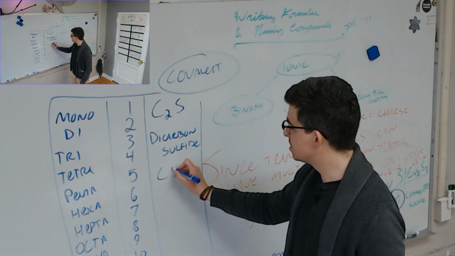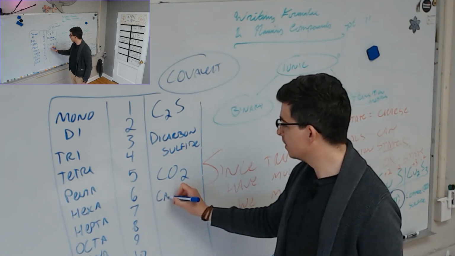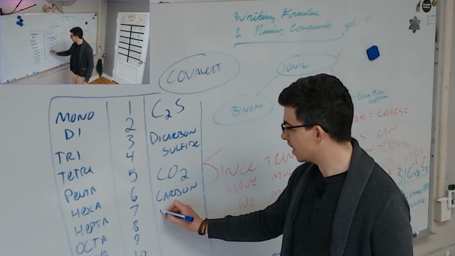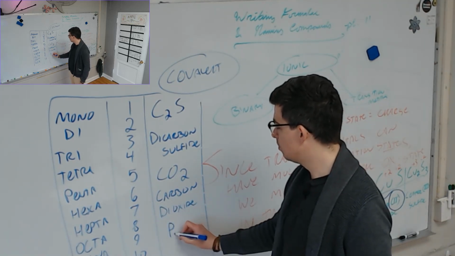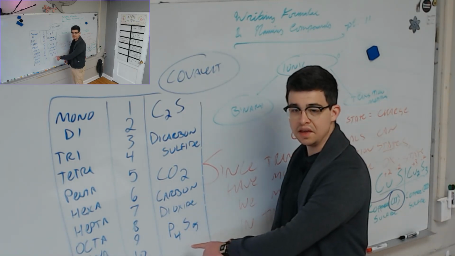Let's do this one. CO2, you already know what that is. What's the C? Carbon. If there are 2 O's, then it's dioxide. P4S5. What about that one? Well, what's the P?